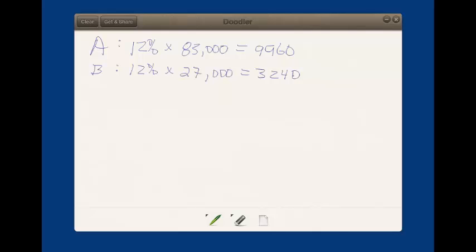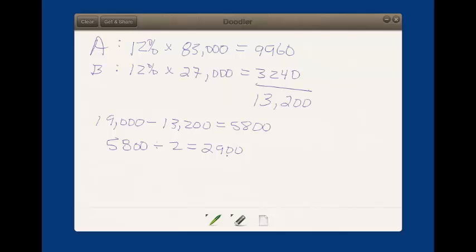Now we need to determine how much net income is left in order to complete step 2, which is to divide the remainder equally. So far, we've allocated 99.60 and 32.40. So if we add those together, we've allocated $13,200. Our net income is $19,000. So how much do we have left? We have $19,000 minus $13,200, which is equal to $5,800. So we have $5,800 left to allocate. And if we allocate it equally between the partners, we divide it by 2. So $5,800 divided by 2 is $2,900 each.